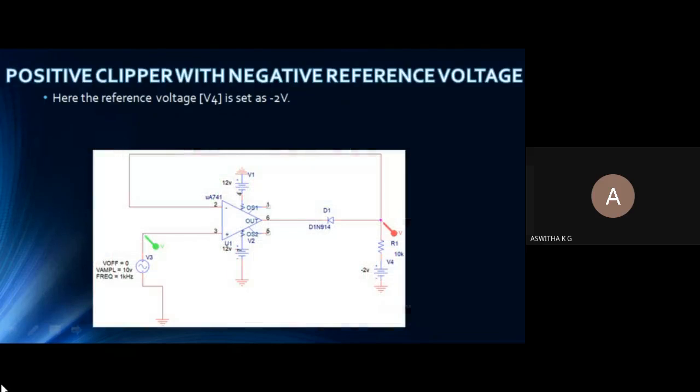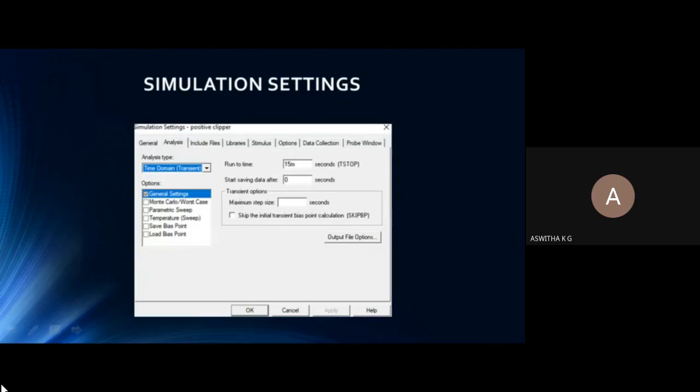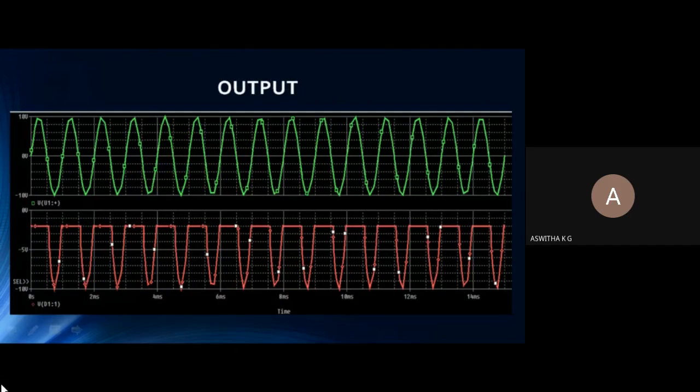Now let us see the next one. It is positive clipper with negative reference voltage. Here the reference voltage V4 is set as minus 2 volt. Next we can move on to the simulation settings. Analysis type is time domain and the run to time is 15 milliseconds. Here in this output, all the voltages above minus 2 volt are clipped off. This is how a positive clipper works.